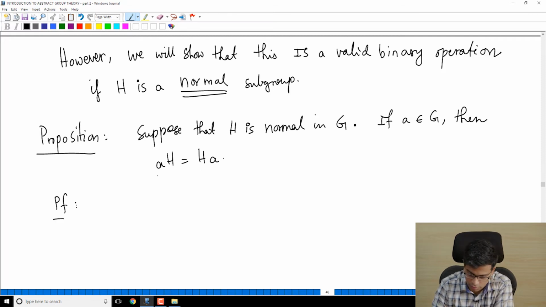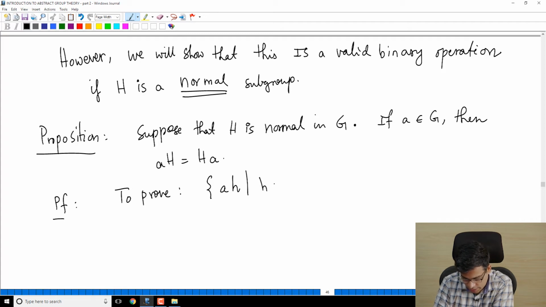I'm saying that if H is normal, aH is equal to Ha. I'm also saying the converse, but I'll write that later. So I'm saying aH equals Ha. What does that mean? I want to prove that the set aH is equal to the set Ha. What is aH? We want to show that {ah : h in H} is equal to {ha : h in H}.